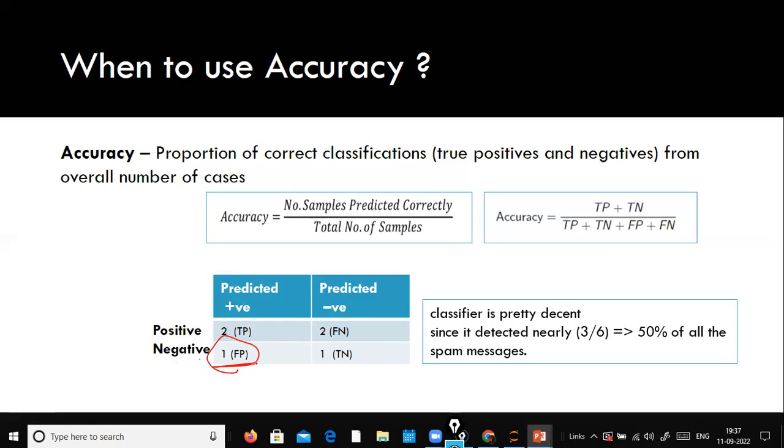This is very dangerous, right? But in this case, actually it is a spam, and my model predicted spam. Predicting spam as spam is correct. Predicting non-spam as non-spam is correct. Whereas predicting spam as non-spam is wrong.